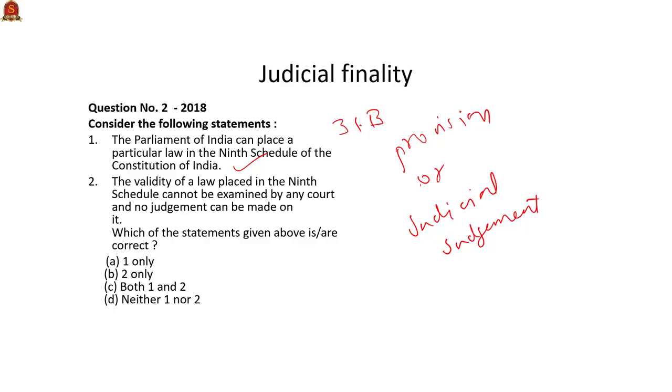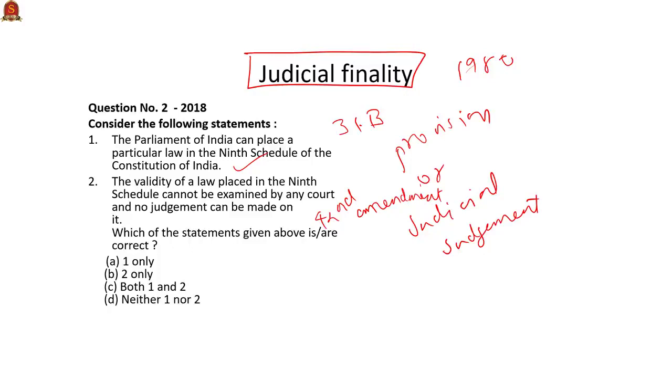Now this was an amendment that was made under 42nd Amendment. When Indira Gandhi introduced this 9th schedule, she said no law which is placed in 9th schedule shall be subjected to judicial review. However, a judicial finality has been given in 1980 in a court case. The court has declared that judicial review is a basic structure doctrine, and any provision placed in 9th schedule also can be reviewed.